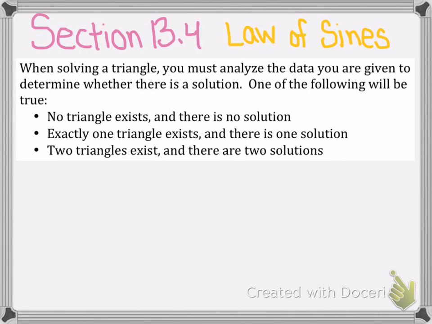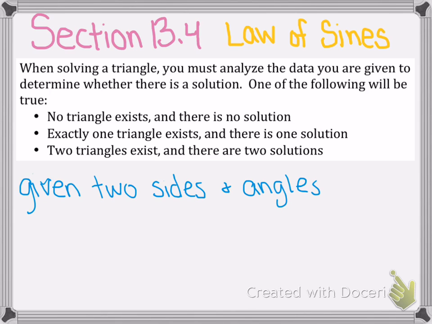Section 13.4, Law of Sines. When solving a triangle, if we're given two sides and an angle, and it appears that it's going to be a law of sines problem, which means that I have a pair, so one of the sides is across from the angle, then I must check whether or not a triangle exists, exactly one triangle exists, or in some cases there will actually be two possible triangles that exist.